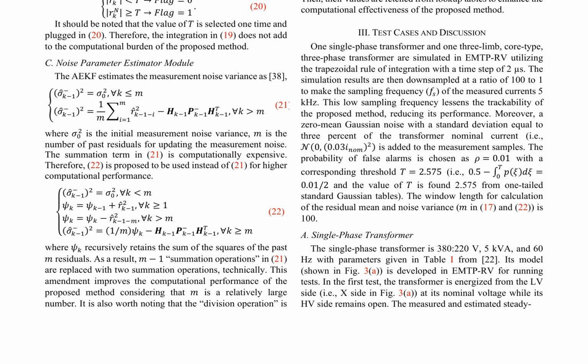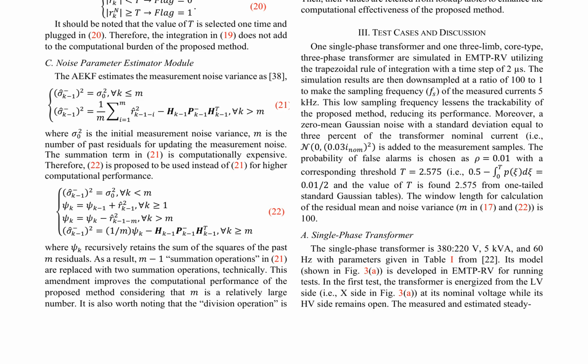The paper first describes the mathematical model of the transformer, which includes the equations for the magnetic flux linkage, the voltage and current relationships, and the magnetic circuit's nonlinearity. The AEKF method is then introduced as a means to estimate the magnetic flux linkage by recursively updating the state vector and error covariance matrix.